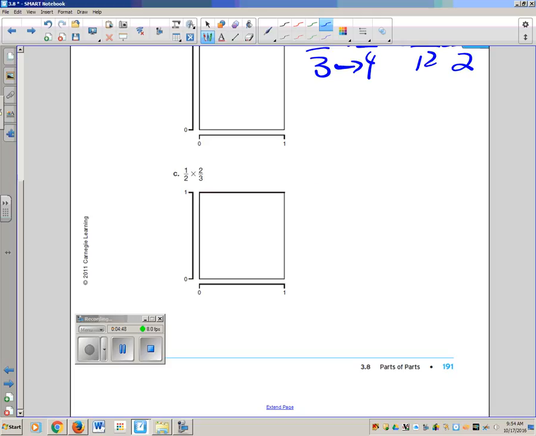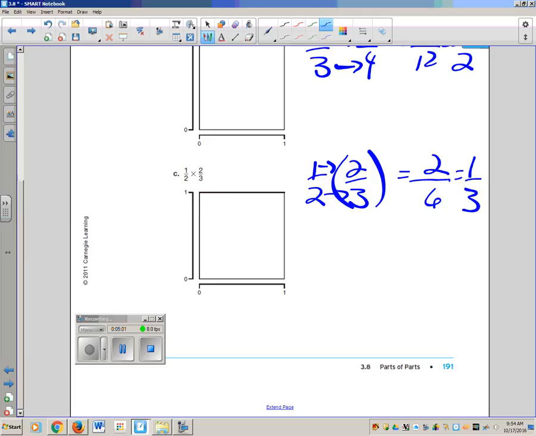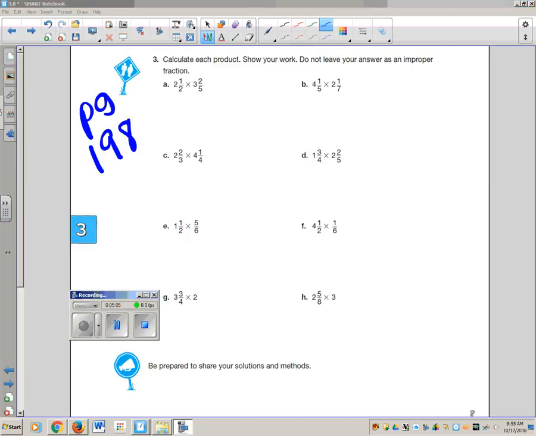1/2 of 2/3. I can also write a multiplication problem like that. Multiply your numerator, 2. Multiply your denominator, 6. Reduce, 1/3. That's all you got to do for multiplying fractions. All right, now jump all the way to page 198.